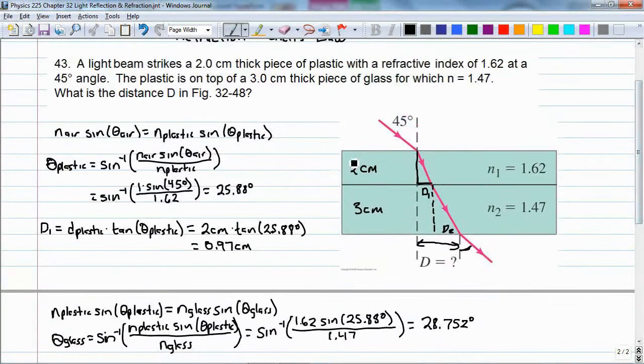So when you have parallel interfaces, then the entering ray is going to be the same angle as the exiting ray. So the exiting ray will always be parallel to what's entering into the object or the layers. This only works if everything's parallel to the surface.